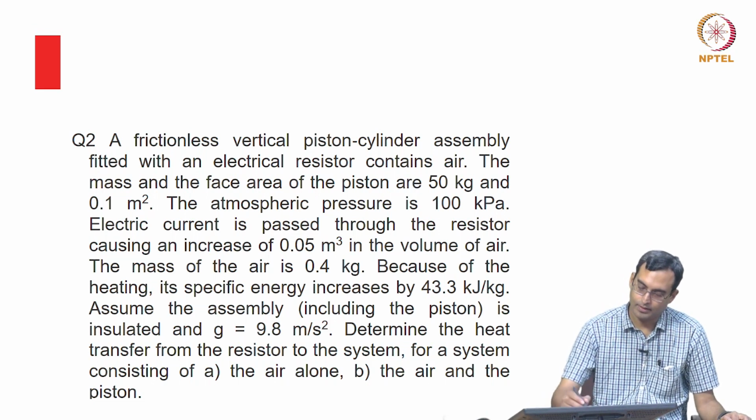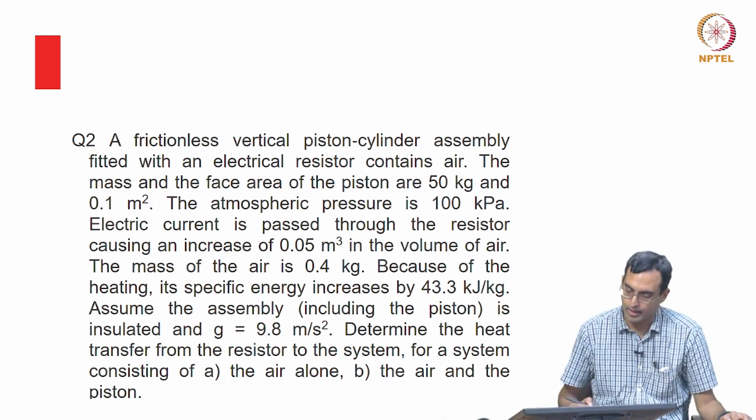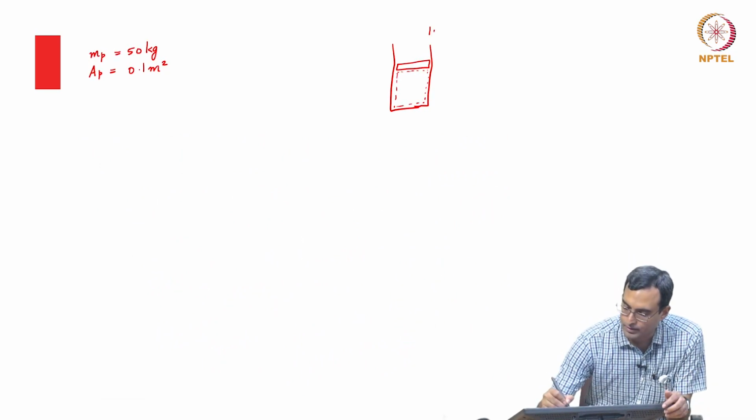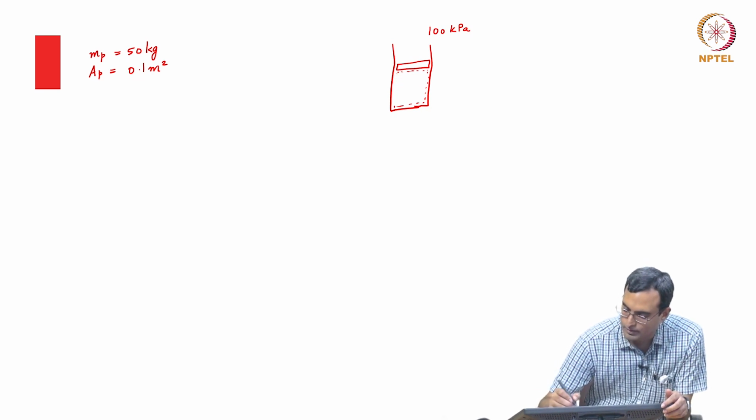This piston cylinder assembly also has an electrical resistor. So, we are going to mark the electrical resistor and we will also mark atmospheric pressure as 100 kilopascals. So, let us do that. The pressure here is 100 kilopascals. There is some electrical resistor here, so let us say there is an electrical resistor of this kind.